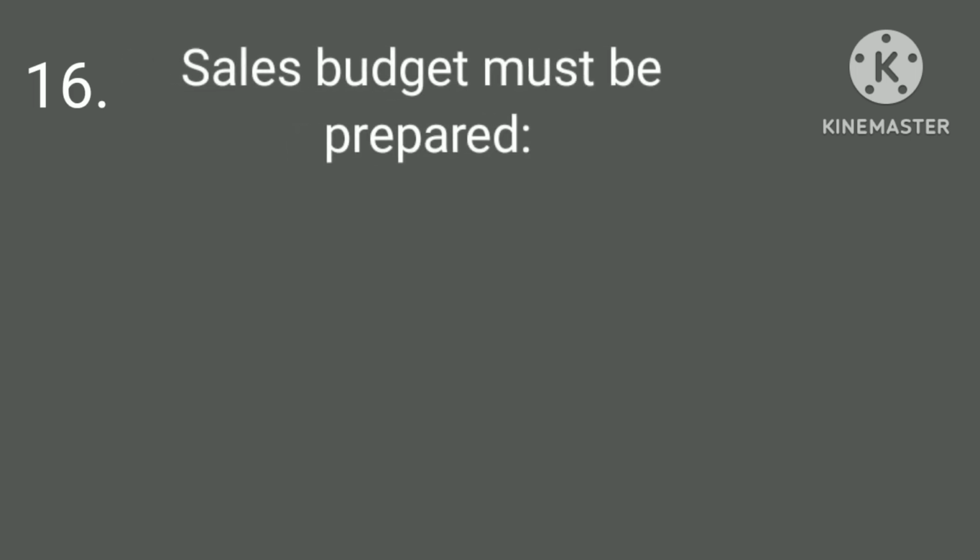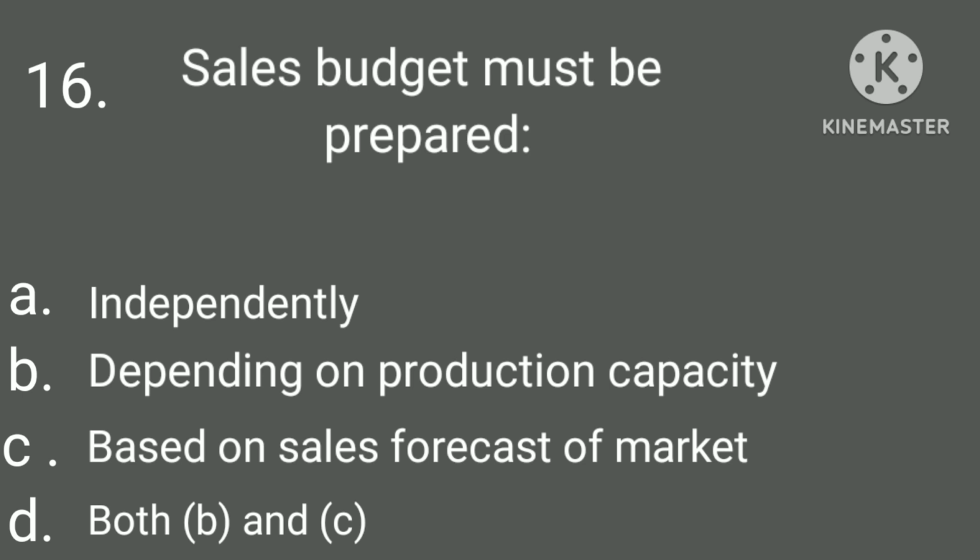MCQ number 16: sales budget must be prepared option A independently, option B depending on product capacity, option C based on sales forecast of market, and option D both B and C. The correct answer of this MCQ is option C based on sales forecast of market.